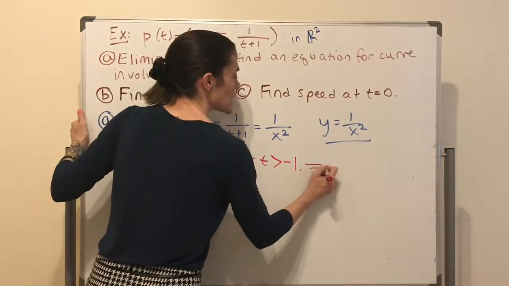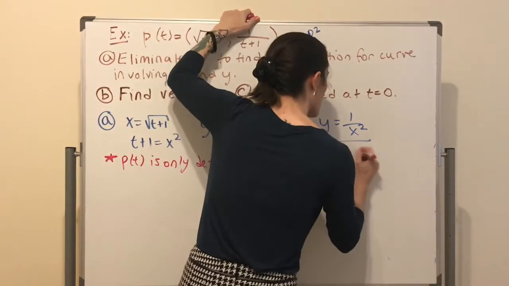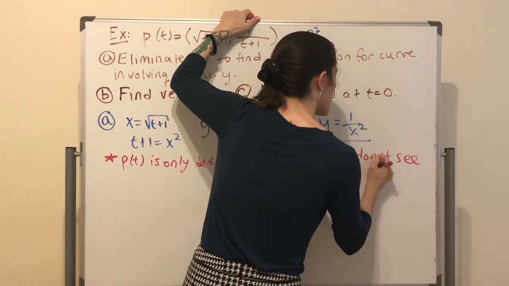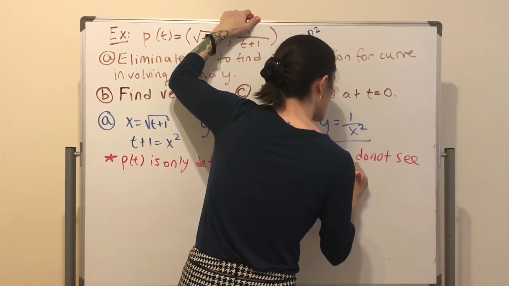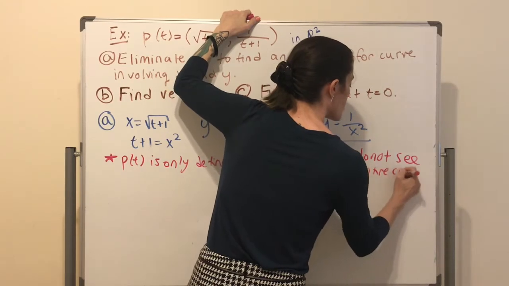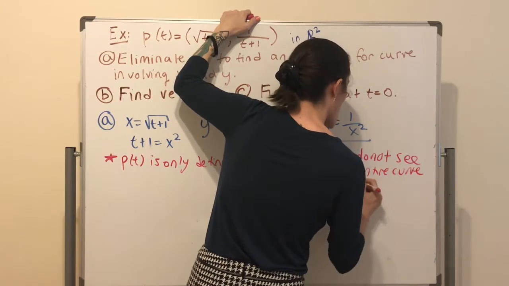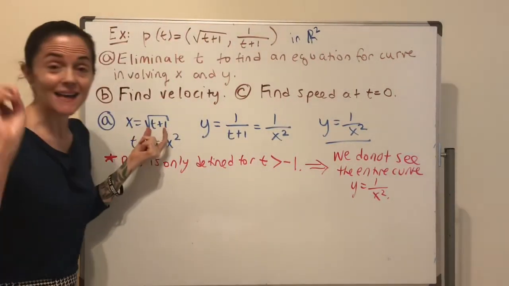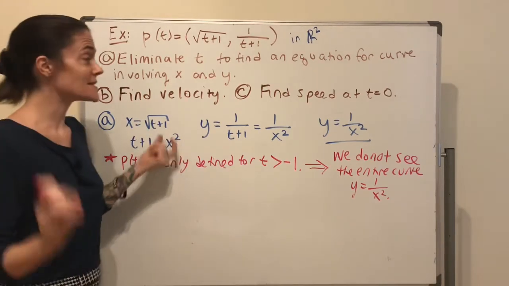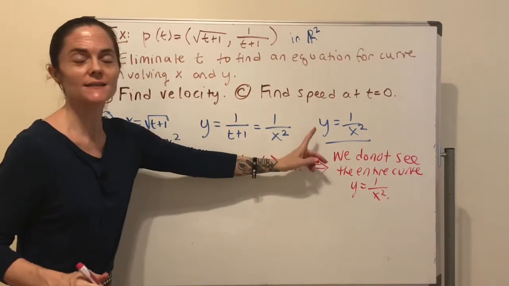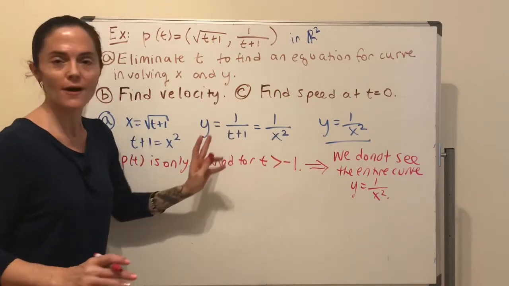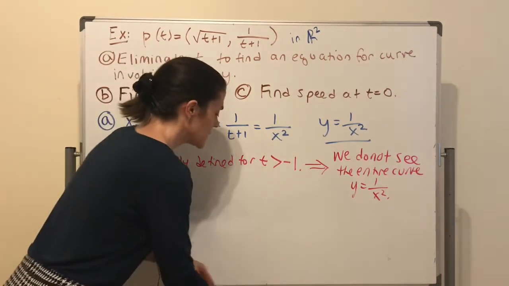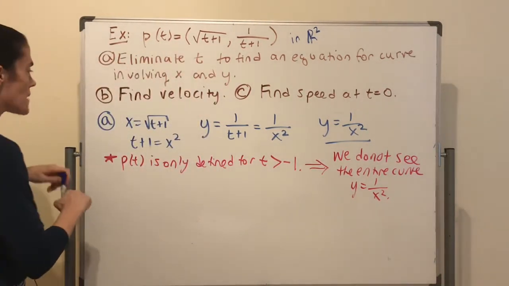And so what this means is we do not see the entire curve y is 1 over x squared. Because in particular, x can only be positive. Okay, so we're not going to fill out this entire curve, only the part where x is positive. Okay, and that's different than before. Now, that's a nice observation.